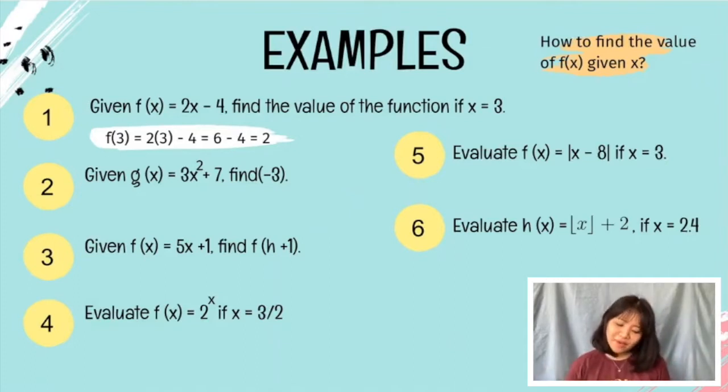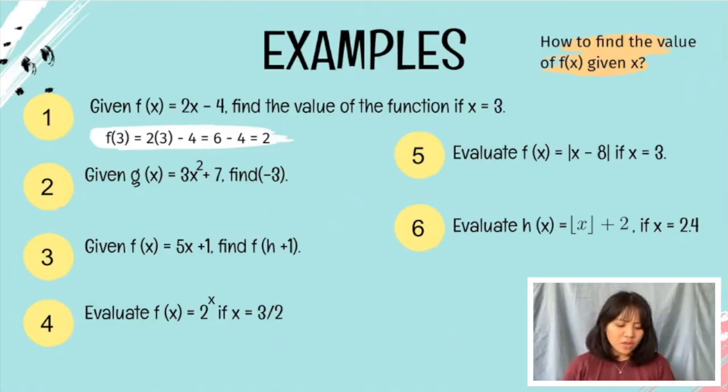So, una muna, meron tayong given f of x equals 2x minus 4. Find the value of the function if x equals 3. So, ang ginawa, yung mga x, pinalitan ng 3. So, yung f of x, naging f of 3 equals 2x minus 4. So, magiging 2 times 3 minus 4. That's going to be 6 minus 4, which is 2.